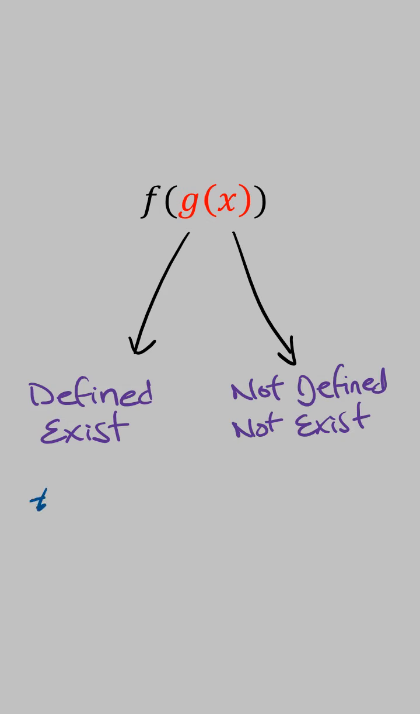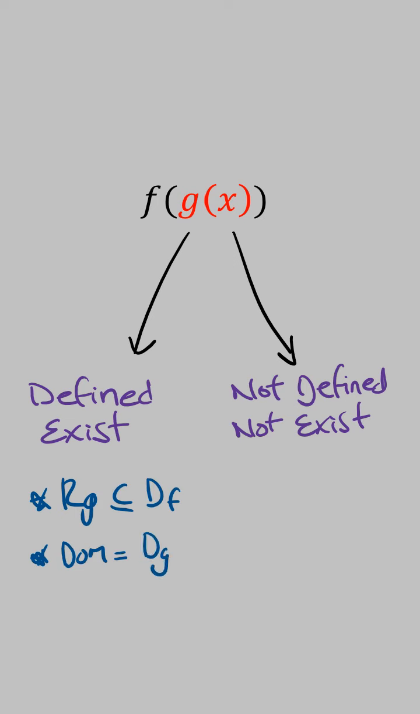For f of g of x to be defined or exist, this means that the range of the inner function, which is g of x, has to equal or be a subset of the domain of the outer function, which is f of x. If this condition is satisfied, then the domain of f of g of x is going to equal the domain of the inner function, which is g of x.